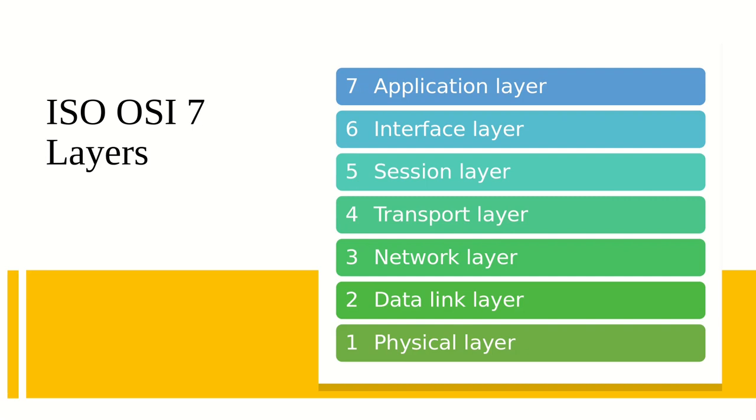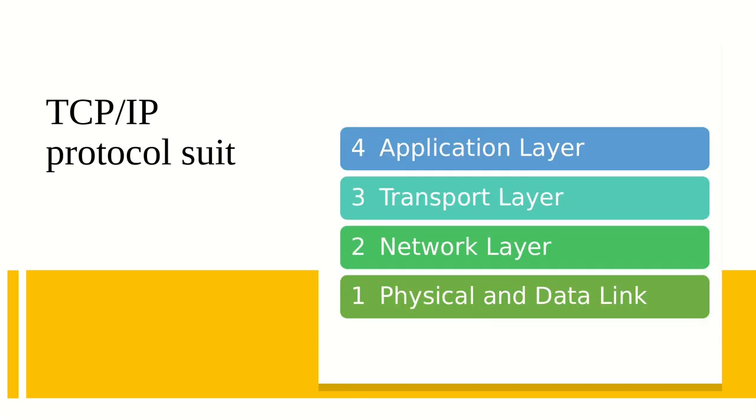The application layer enables the user, whether human or software, to access the network, and provides user interfaces and support for several services such as emailing, remote file access, transferring, sharing, database management and other types of distributed information services. Then there is the TCP/IP protocol suite. However, when we compare it to the ISO OSI model, it has 4 layers.